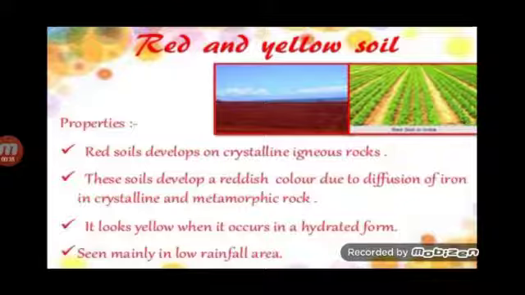Children, red soil develops on crystalline igneous rocks in the areas of low rainfall in the eastern and the southern parts of Deccan plateaus. That means this type of soil is found in those areas where rainfall is low. These soils develop a reddish color due to diffusion of iron in crystalline and metamorphic rock. It looks yellow when it occurs in hydrated form.